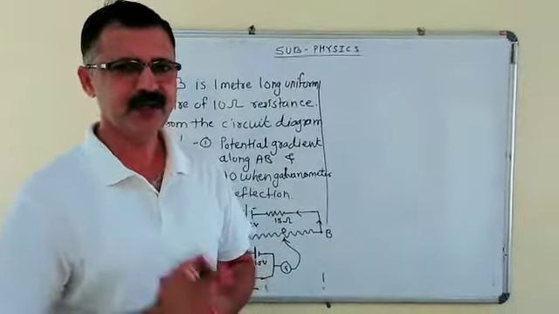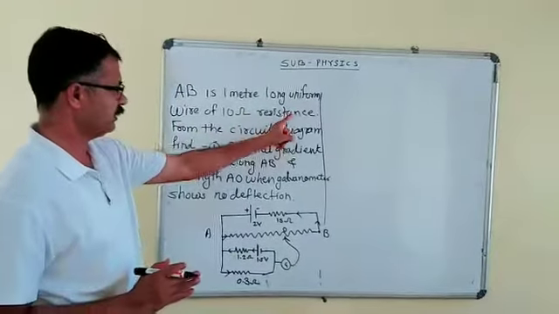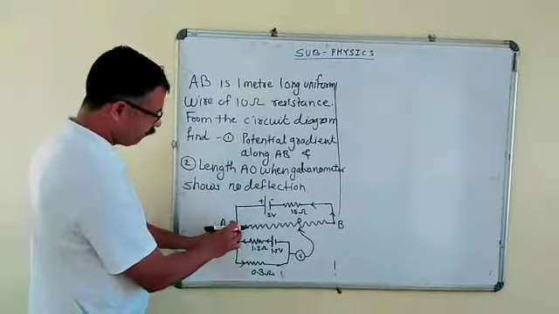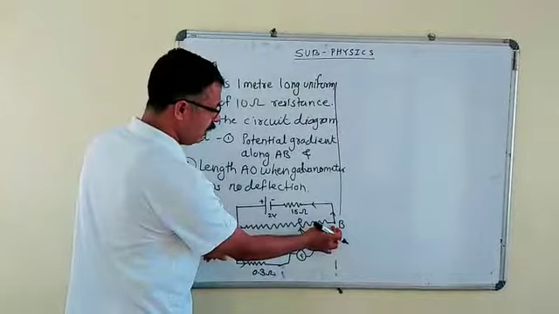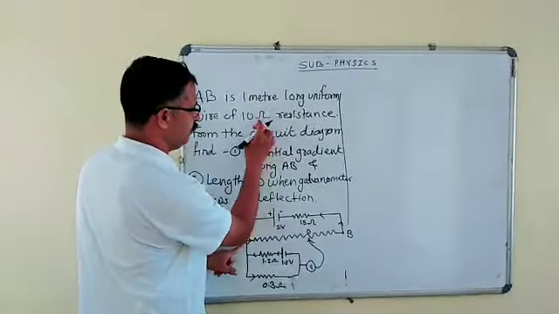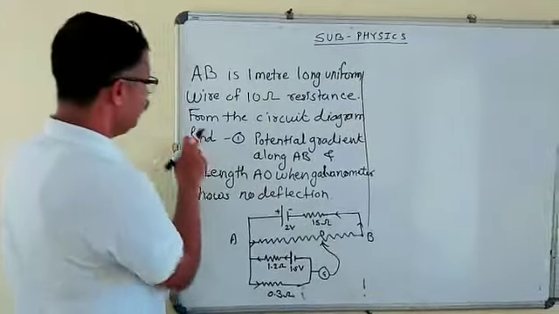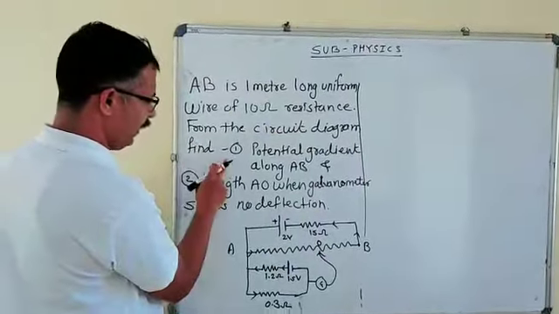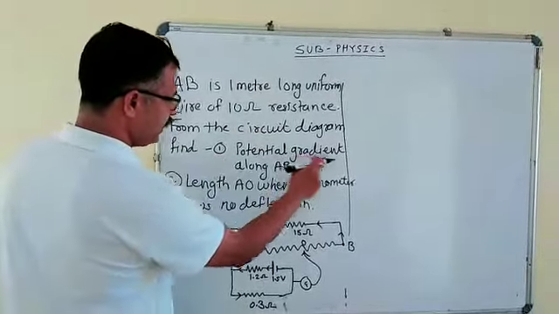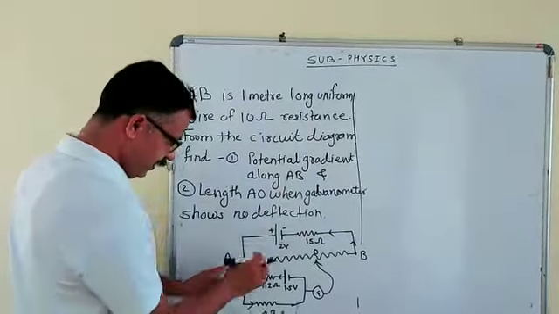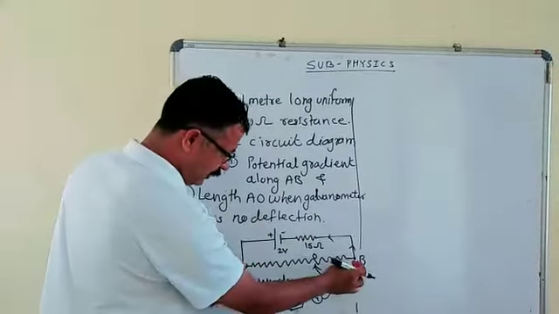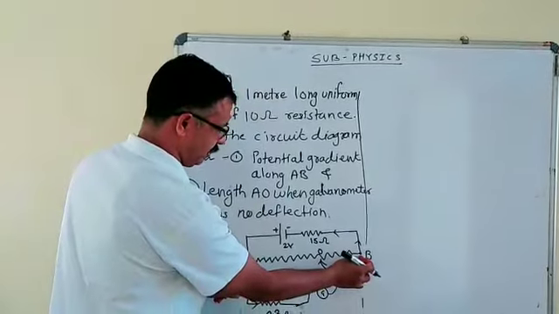What is the numerical? AB is a 1 meter long uniform wire of 10 ohm resistance. In the given figure, AB is a 1 meter wire and its resistance is 10 ohm. 1 meter means 100 centimeter. From the circuit diagram, first find the potential gradient along AB. It means first we would like to determine the potential gradient.